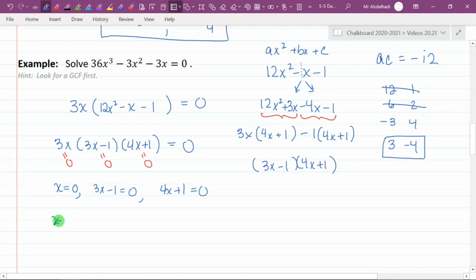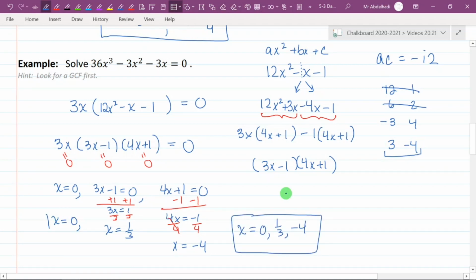So like I said, x equals 0 for this one. Here we're going to add 1. We get 3x equals 1. Divide both sides by 3. We get x equals 1/3. And in here, we're going to subtract 1. You have 4x equals negative 1. Divide by 4, divide by 4. And we get x equals negative 1/4. And those are our 3 answers right here. And there you go. That's the AC method.